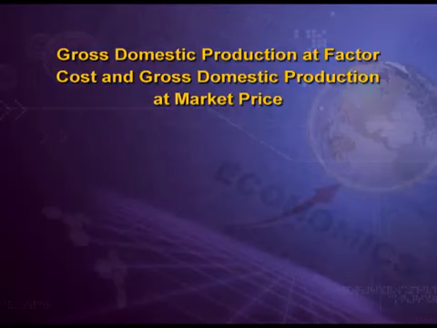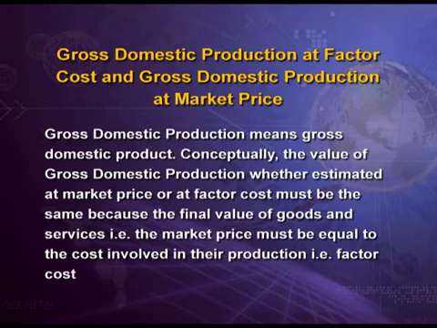Now, the next concept for our consideration is gross domestic product at factor cost and gross domestic product at market price. Conceptually, the national income estimated at market price or at factor cost must be the same, because the final value of goods and services, that is the market price, must be equal to the cost involved in their production, that is factor cost.